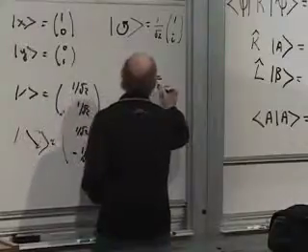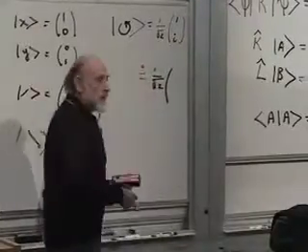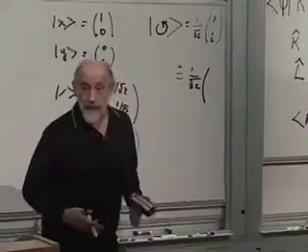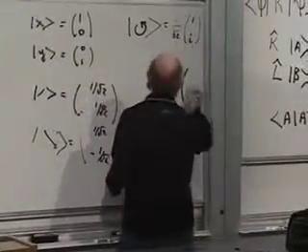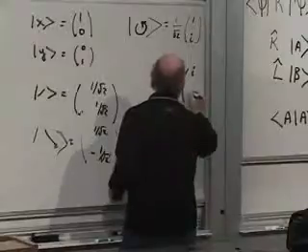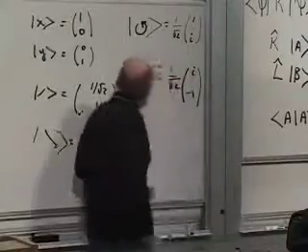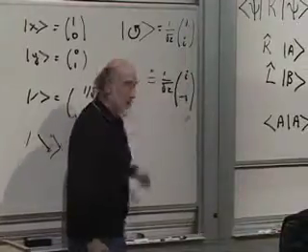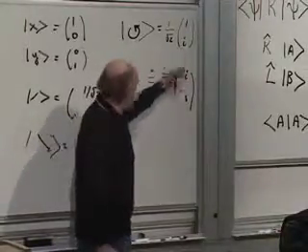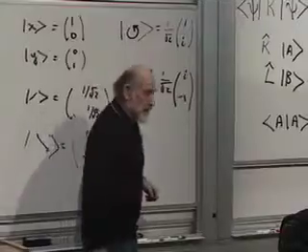1 over square root of 2. Now I'm going to multiply everything by I. I is a pure phase, it's e to the I pi over 2. 1 over square root of 2, I, minus 1. I times 1 is I, I times I is minus 1. So this has exactly the same physical content as this one here.